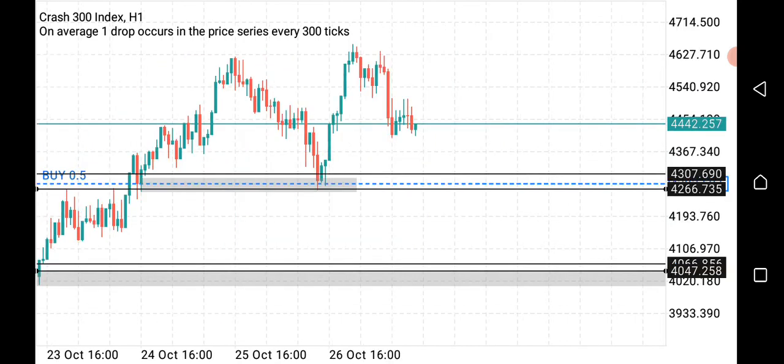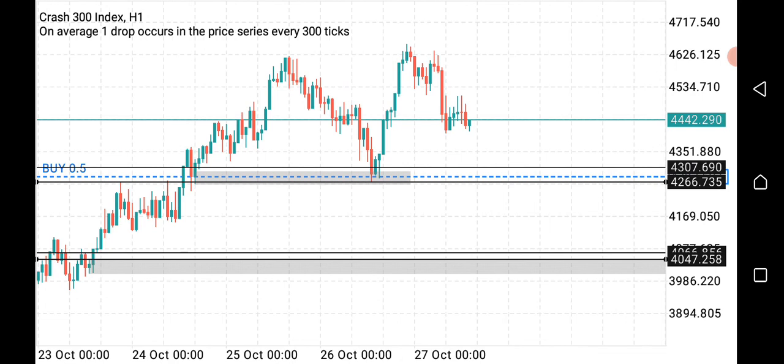Now I'm still waiting for the market. I'm going to close this one because I've lost some of the profits. So whenever the market gets to this place now, I'll also look out for another buying opportunity.